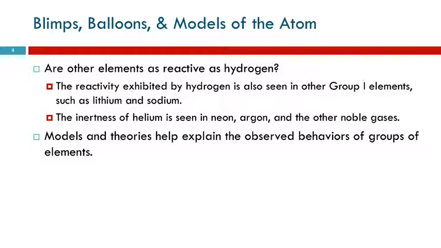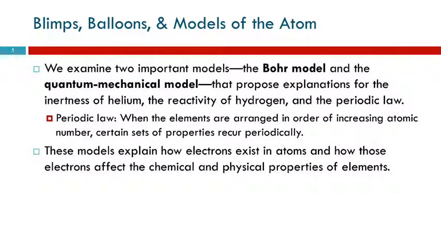So we've seen patterns in the periodic table. Models and theories help us to explain why those patterns are there. We're going to look at 2 important models, the Bohr model and the quantum mechanical model. And these are going to explain what's known as the periodic law. When the elements are arranged in order of increasing atomic number, certain sets of properties recur periodically. That's why it's called a periodic table.